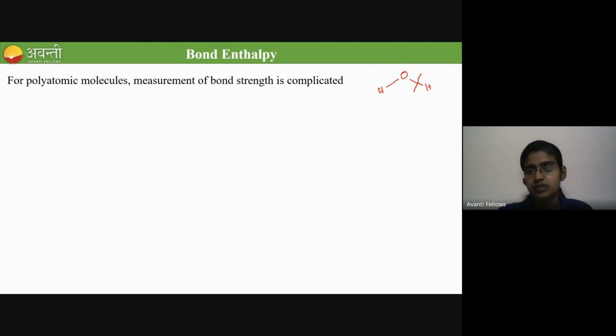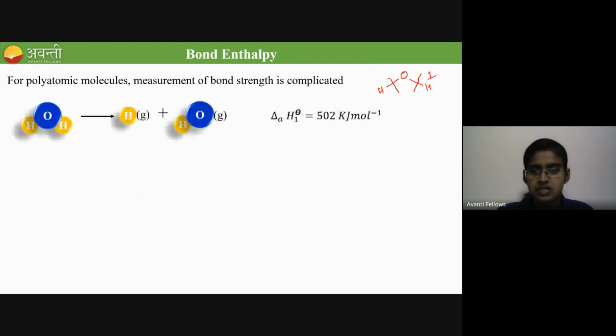First I have to break 1 bond, then I have to break the second bond. So I have to break them 1 by 1. So I am breaking this first bond. This is the first bond, this is the second bond. Now I have to break this one. If I break this first bond, what will I get? I will get 1 hydrogen and then 1 OH, right? So that is formed here.